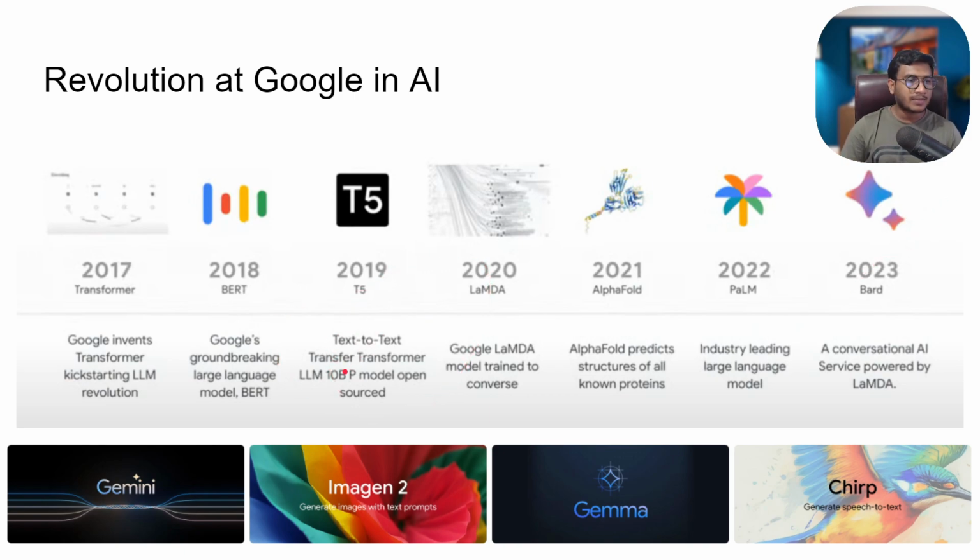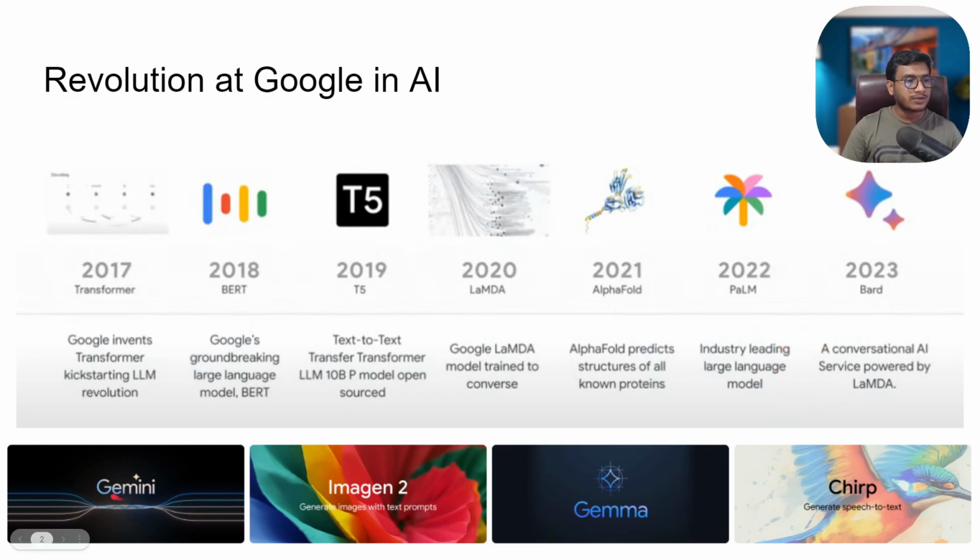And you can see the model summary, like what tasks each model can perform. As you can see, T5 can perform text-to-text generation. It's a transfer learning model. It has 10 billion parameters and it's an open source model. Then the Google LaMDA model, which was trained to converse. Then AlphaFold predicts structure for all known proteins. Then PaLM, which is the industry-leading large language model. They introduced something called conversational AI, a service powered by LaMDA.